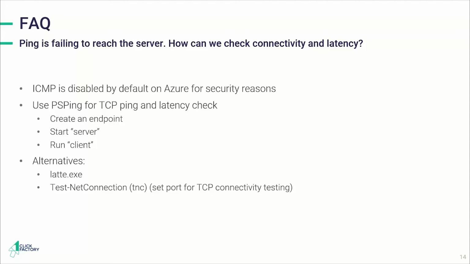There are some alternatives. Microsoft usually recommends using latte.exe, and if you just need to test TCP port connectivity, you can use the PowerShell cmdlet Test-NetConnection. It has an alias, TNC, although Microsoft doesn't recommend using aliases anymore. But for me it's easier to just use TNC and quickly test the TCP connectivity between two machines.